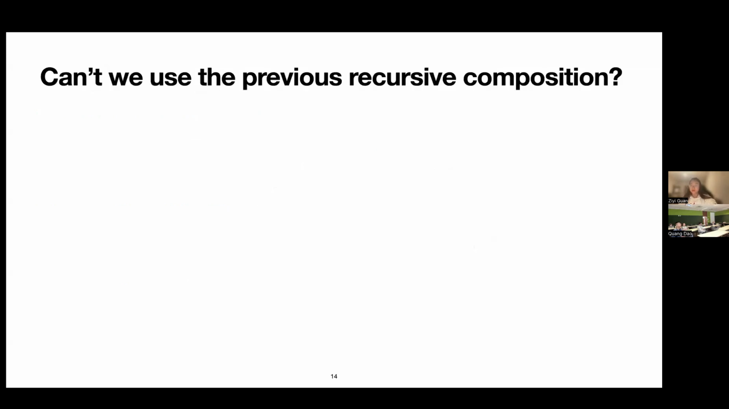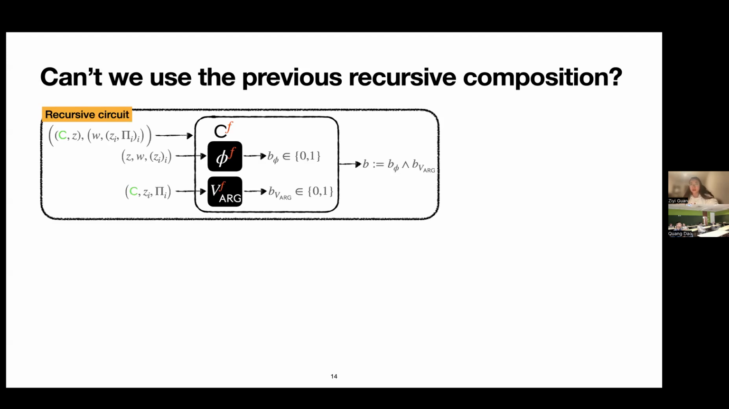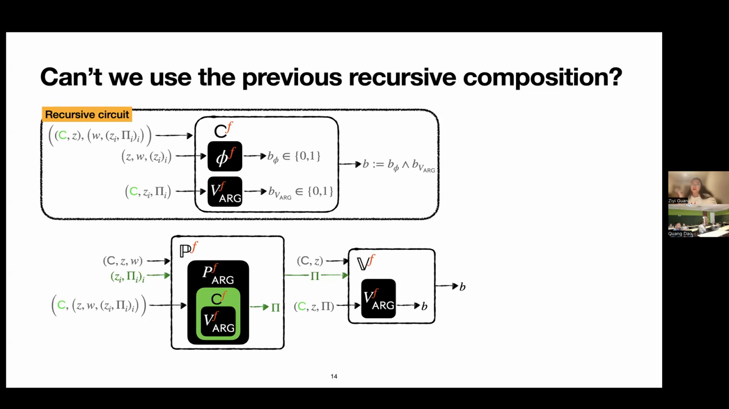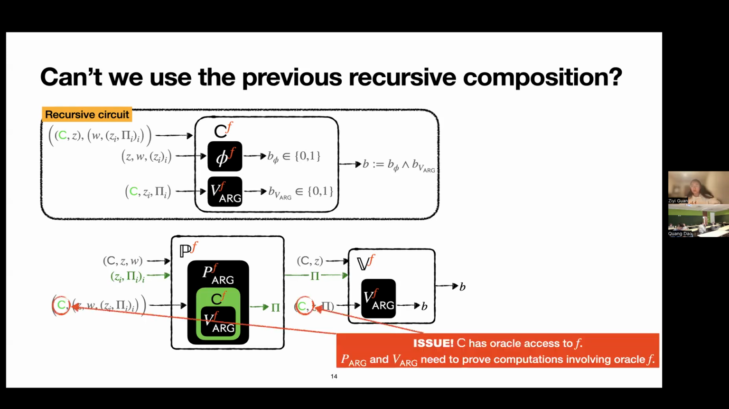Okay, so now let's see whether we can use the generic recursive composition technique to compose SNARKs with straight-line extraction. If we can, then we're happy, there is no issue here. We have the original recursive circuit, but now everything has oracle access to the oracle function. And then we have our old good prover verifier construction, although everyone has oracle access. Then the only issue is that the recursive circuit C now has oracle access.